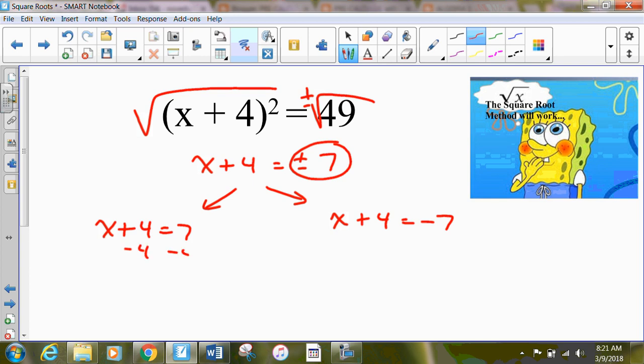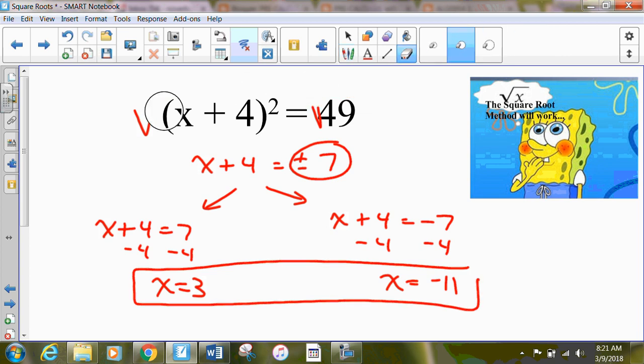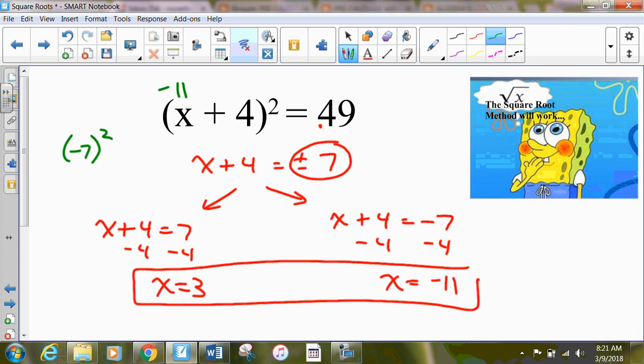So we're going to subtract a 4 from both sides, so x can equal 3. We're going to subtract a 4 from both sides, and x can equal negative 11. So x could either equal 3 or negative 11, and it would work if we plugged it in. If we want to take a second and plug in 3 for x, 3 plus 4 is 7, 7 squared is 49. Woo-woo, 3 works. If we plug in negative 11, we get negative 11 plus 4, which is negative 7. If you put negative 7 squared in your calculator, you get 49.